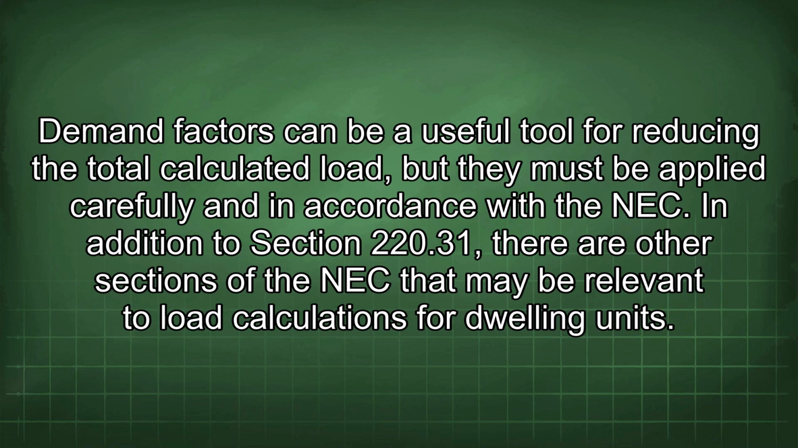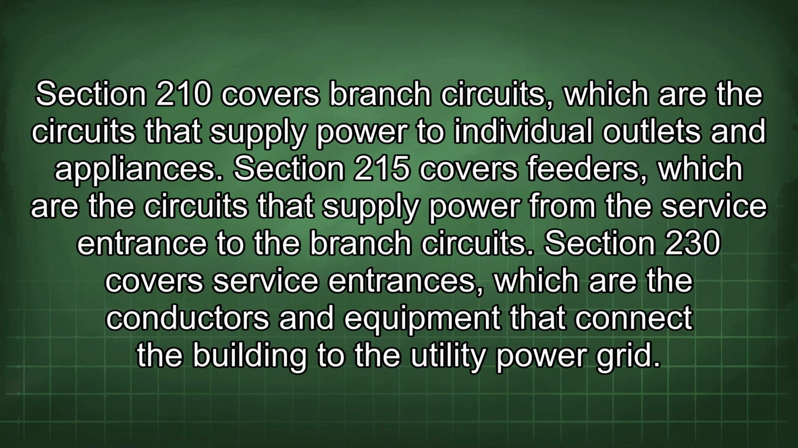In addition to section 220.31, there are other sections of the NEC that may be relevant to load calculations for dwelling units. Section 210 covers branch circuits, which are the circuits that supply power to individual outlets and appliances. Section 215 covers feeders, which are the circuits that supply power from the service entrance to the branch circuits.